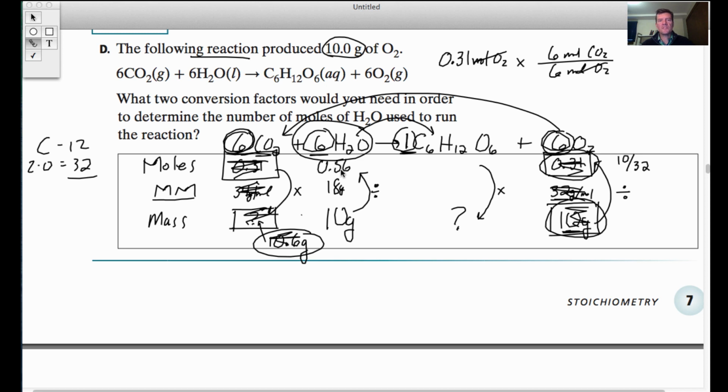That's the number of moles. I have about half a mole. Look, I only have 10 grams. I don't have 18 grams. 18 is a full mole. I only have 10. That's about half a mole.